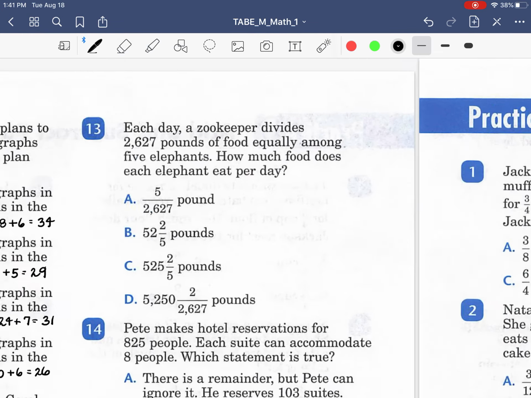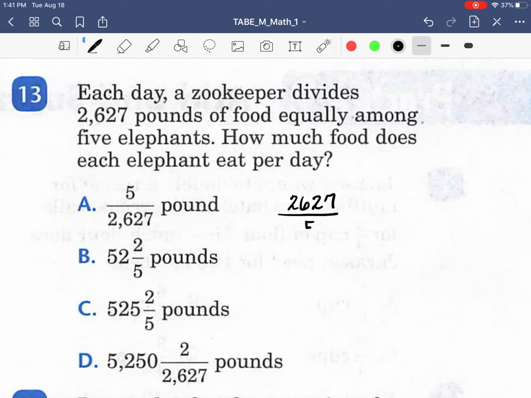Number 13. Each day, a zookeeper divides 2,627 pounds of food equally among 5 elephants. How much food does each elephant eat per day? So 2,627 divided by 5 elephants. And that is definitely improper. So let's take it to the division step.